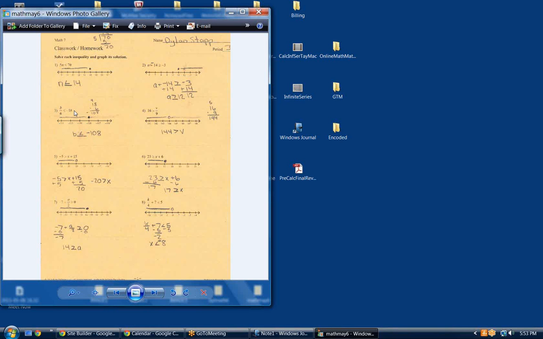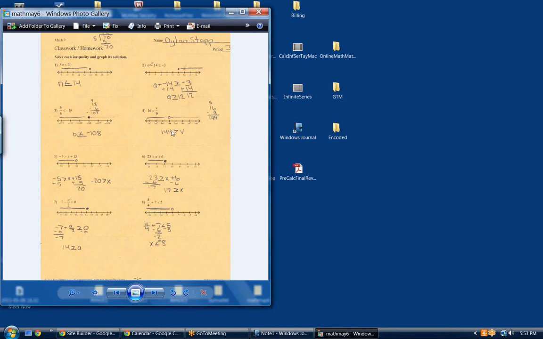Okay, let me have a look at this one. We got B is less than or equal to -108. Okay, looks like you got that one right. Cool. Here we got 144 is greater than V.